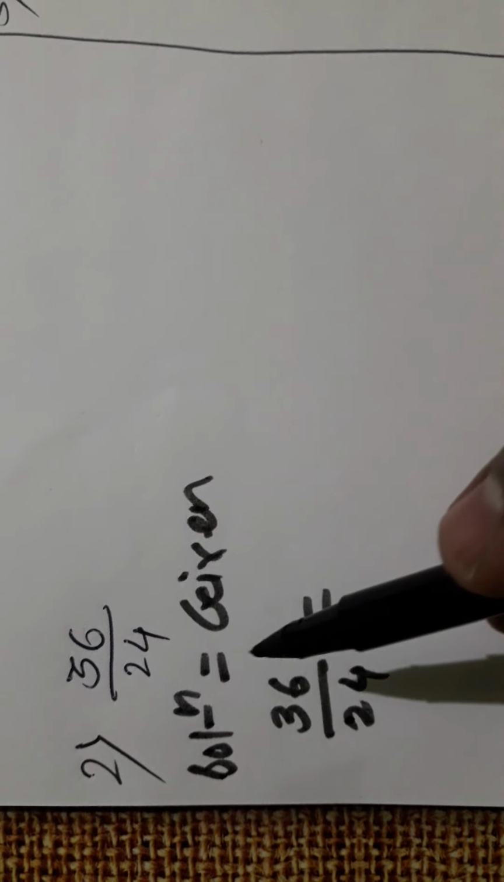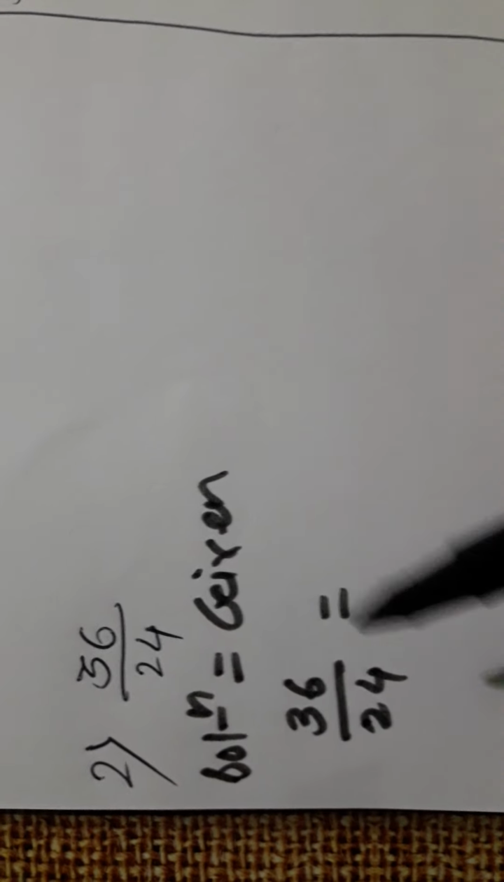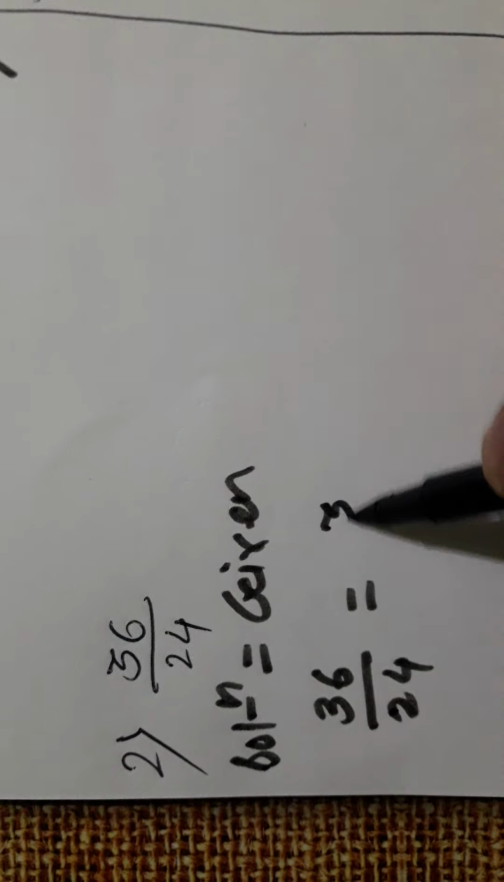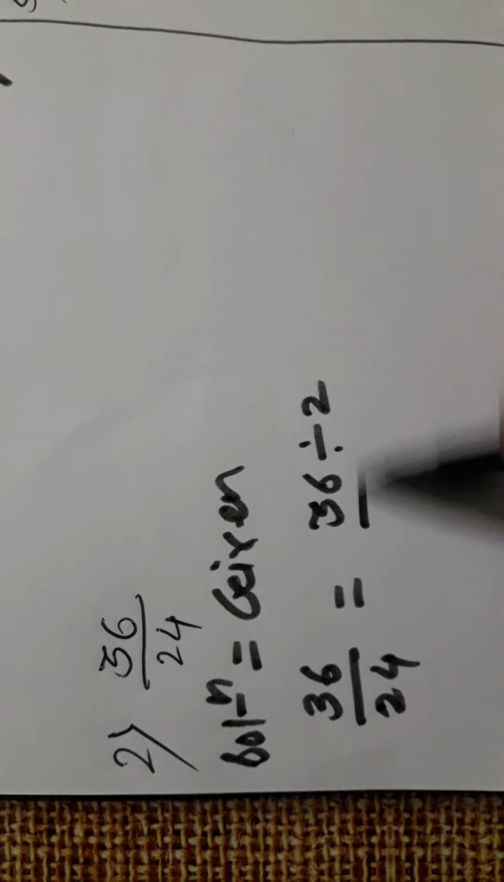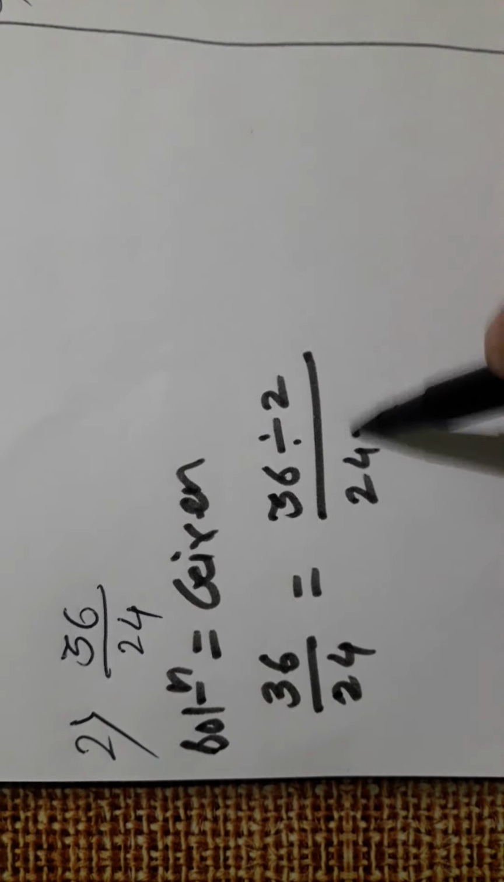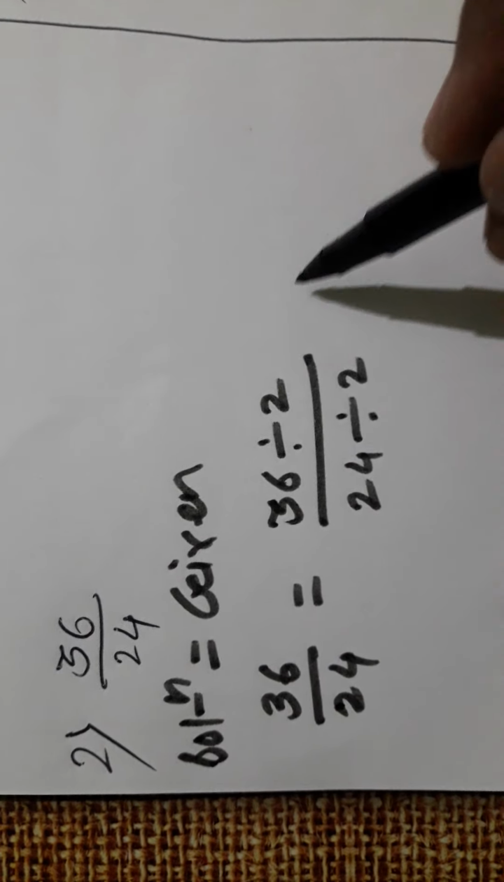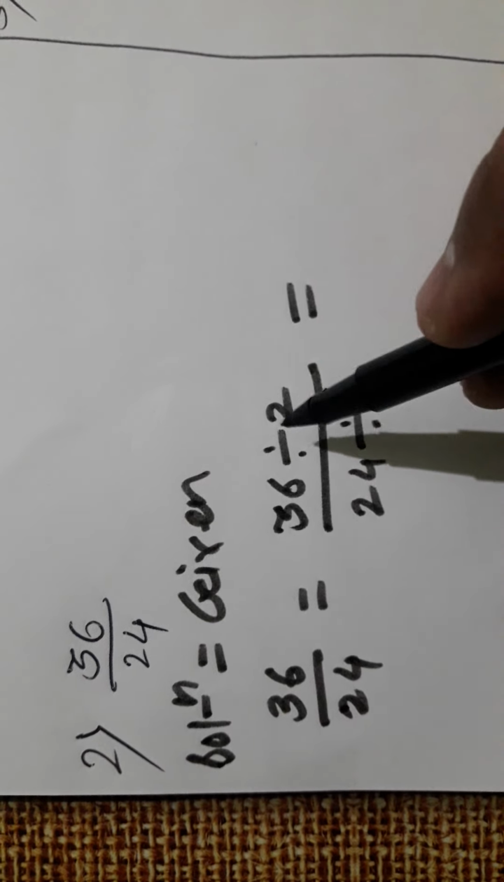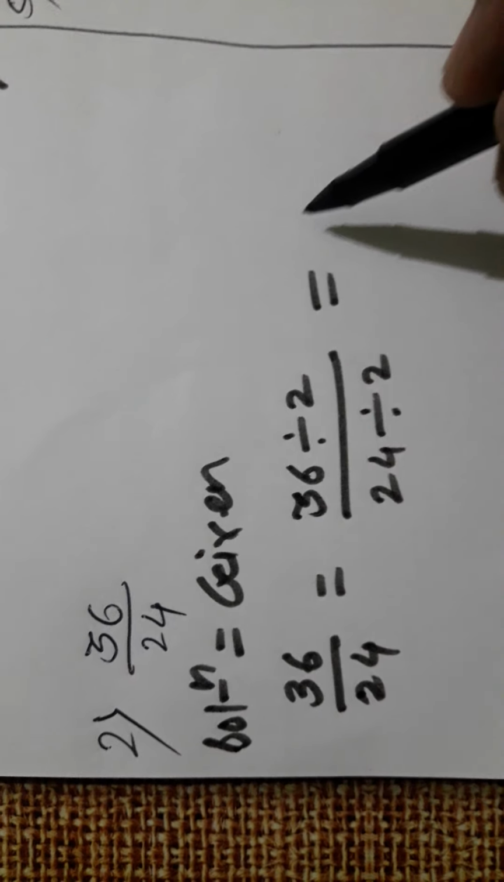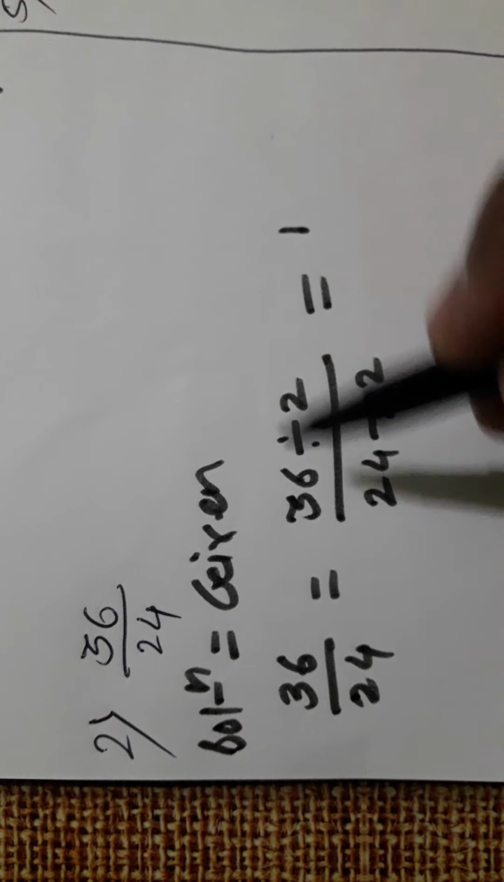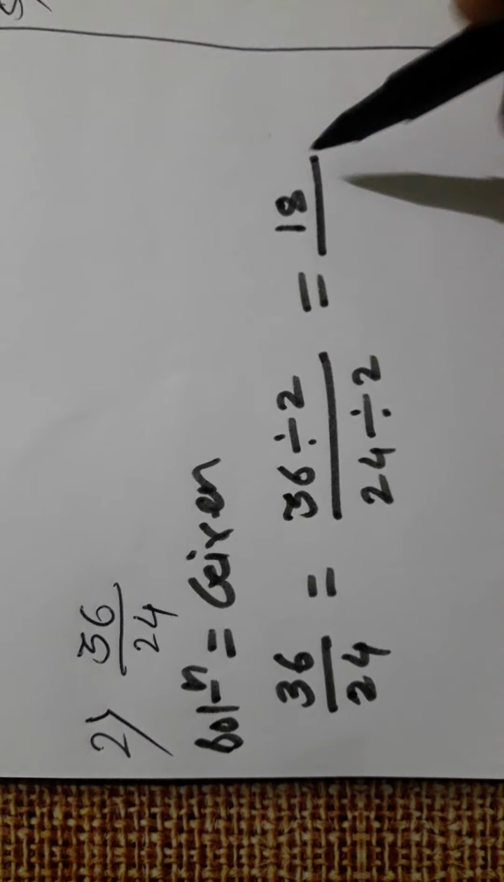First of all, I will divide 36 and 24 by 2. First of all, I will divide by 2. 36 upon 2 and 24 upon 2. What will you get? See here, 2 threes are 6, 2 ones are 2, remain 1, 2 eights are 16, means 18 will be there.